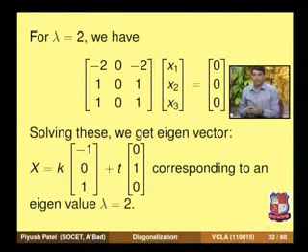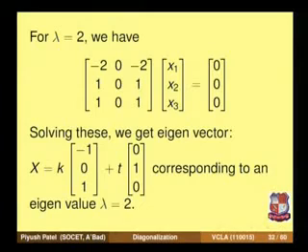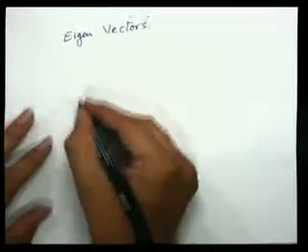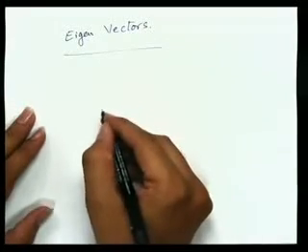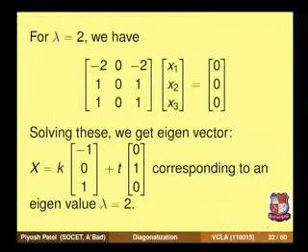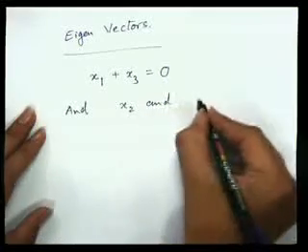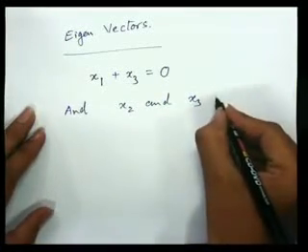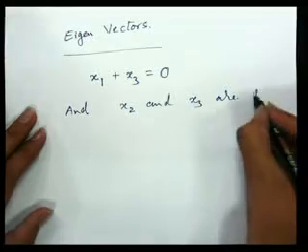That is, we have this equation, x1 plus x3 equal to 0, and one more piece of information we can obtain from this is that x2 and x3 are free variables.